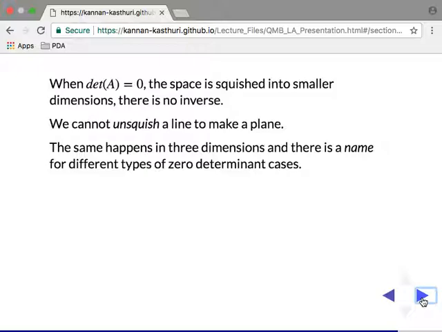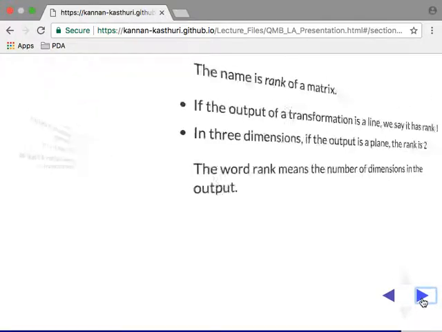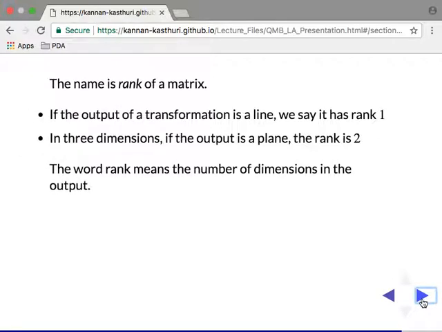When the determinant of A is 0, the space is squished and there is no inverse, and we cannot unsquish a line to make a plane. It's just going to be a line. The same happens in 3 dimensions, and there is a name for different types of 0 determinant cases. This is called the rank of a matrix. If the output of the transformation is a line, we say that it has rank 1. In 3 dimensions, if it's a plane, we say that it's rank 2. Rank means the number of dimensions in the output.